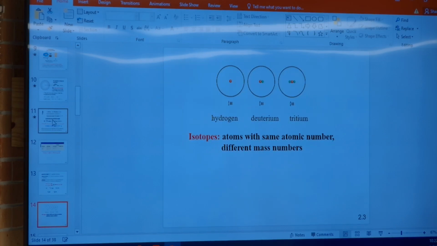Yeah, this will explain hydrogen-1, hydrogen-2, hydrogen-3. Because hydrogen-1 has only 1 proton, the red color ball. Hydrogen-2 has 1 proton, 1 neutron. The green color ball is the neutron. Hydrogen-3 has 1 proton, 2 neutrons. Okay.